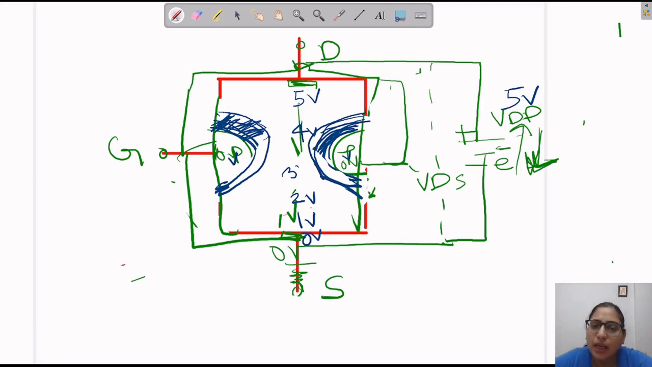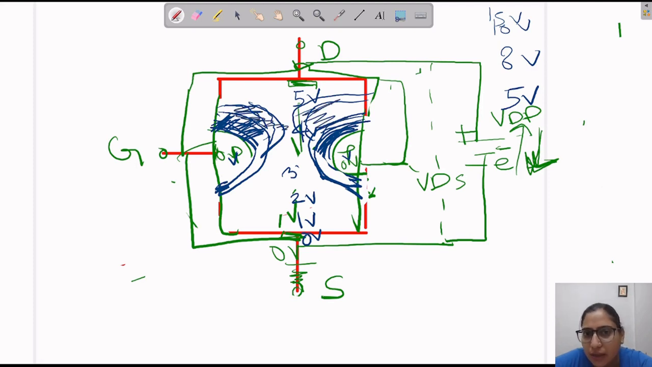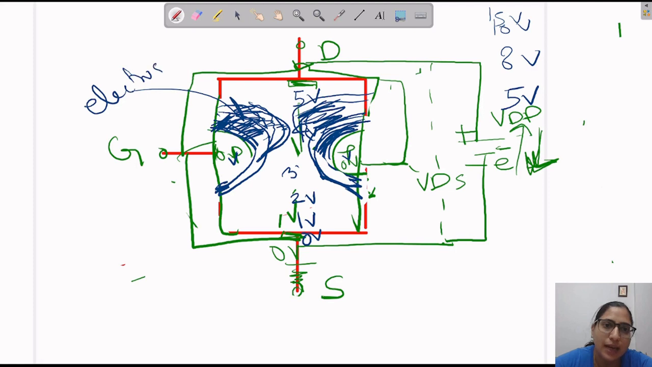What is happening? If we increase this 5 volt much, let's say to 8 volt, this layer will increase more, and this also increases more. If 10 volt, then more. If we increase it higher, like 15 volt, what will happen? These two depletion regions will try to touch each other, but they will not. Why will they not? Because here the electrostatic repulsion will work. Electrostatic repulsion.